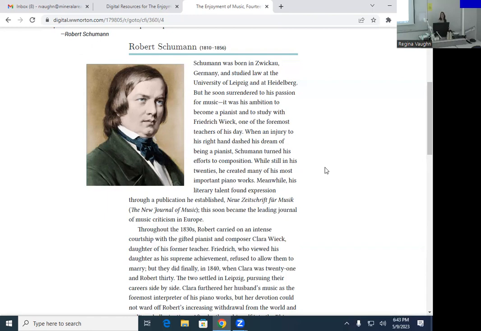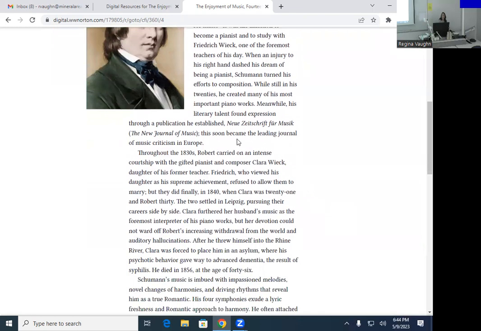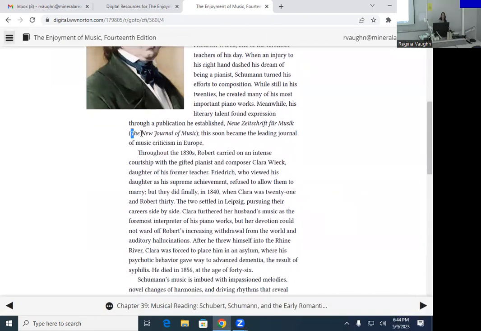And so when he was no longer really able to be a piano player because of this injury, he started composing instead. While he was still in his 20s, he created most of his important piano works. That's before he really hurt his hand. And then later on, his literary talent found expression through a publication he established, the New Journal of Music. So he became a composer and a writer about music, which was kind of a new thing.